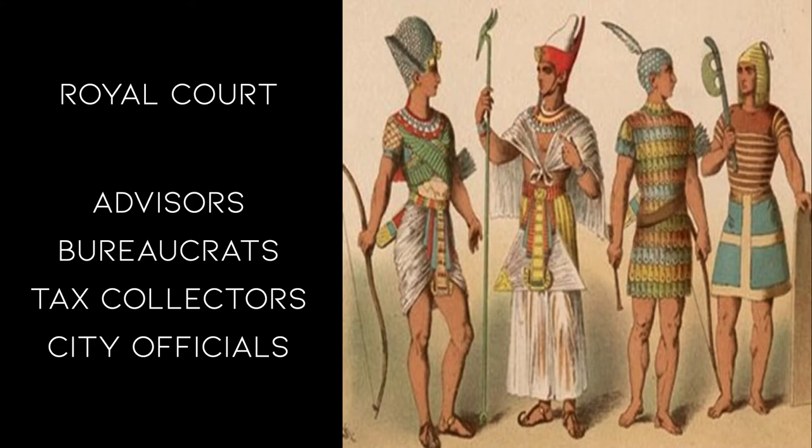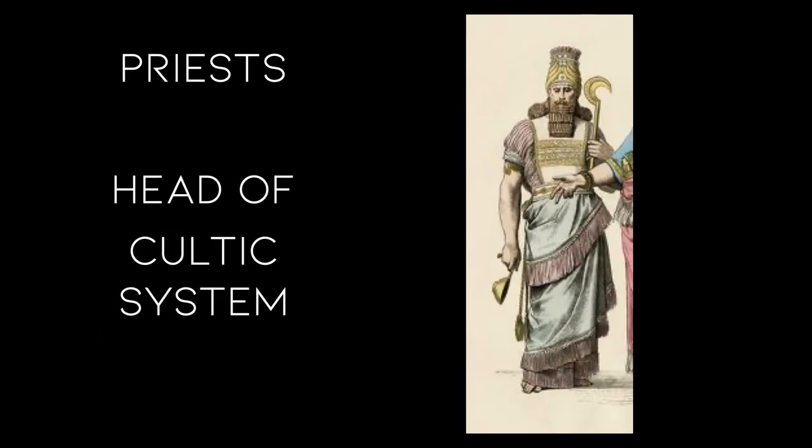Another major institution that came about was the priests, who would be the head of the cultic system. Now, when I say cultic, I don't mean in that sort of derogatory sense where I mean like somebody's gone crazy and they're part of a cult. No, the cultic system is a technical term meaning a religious system designed to help the people know how to relate to their deity.